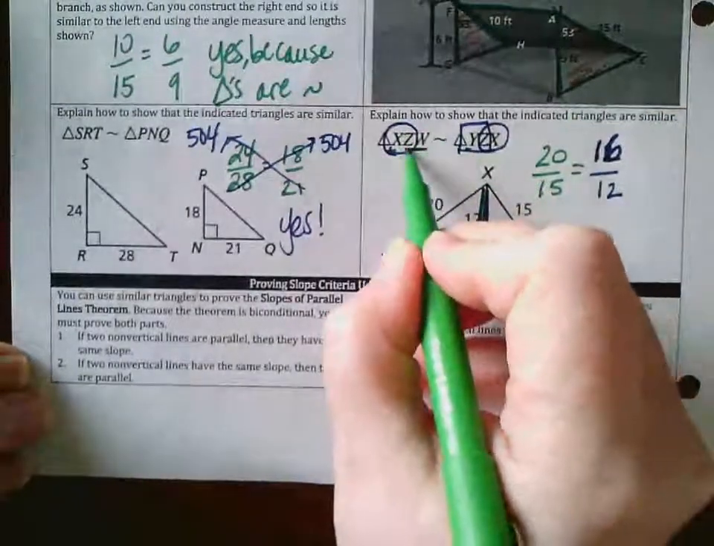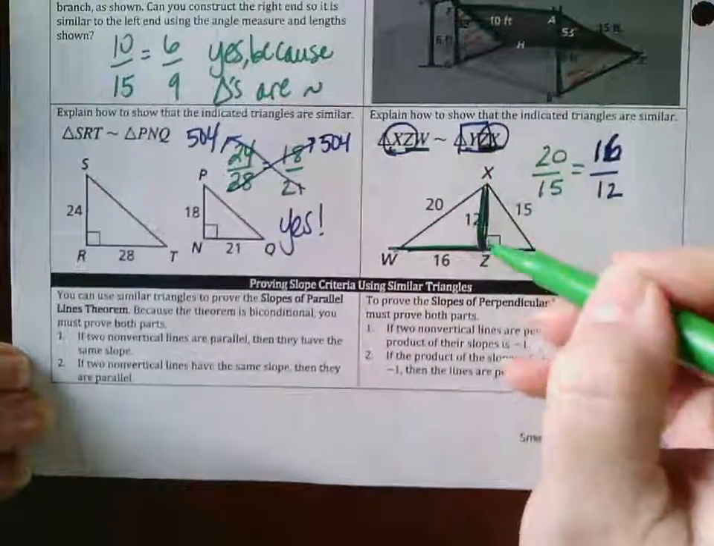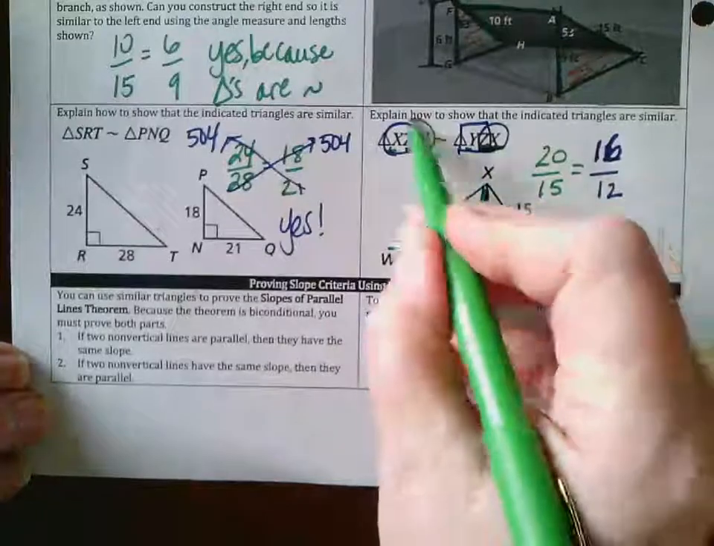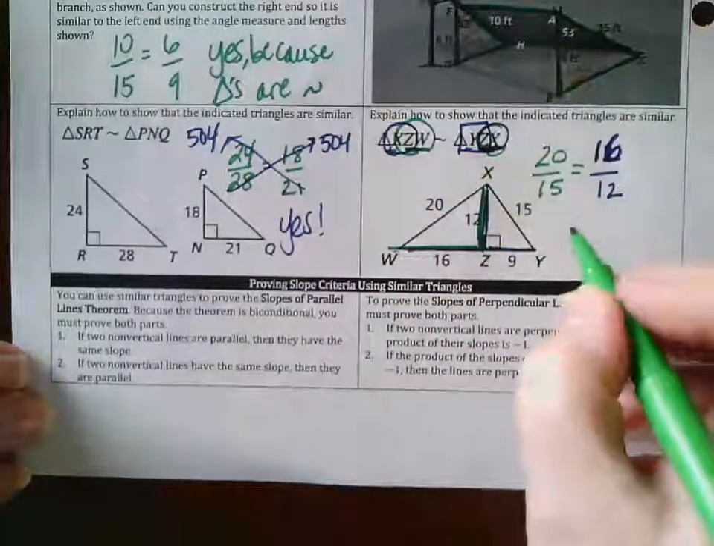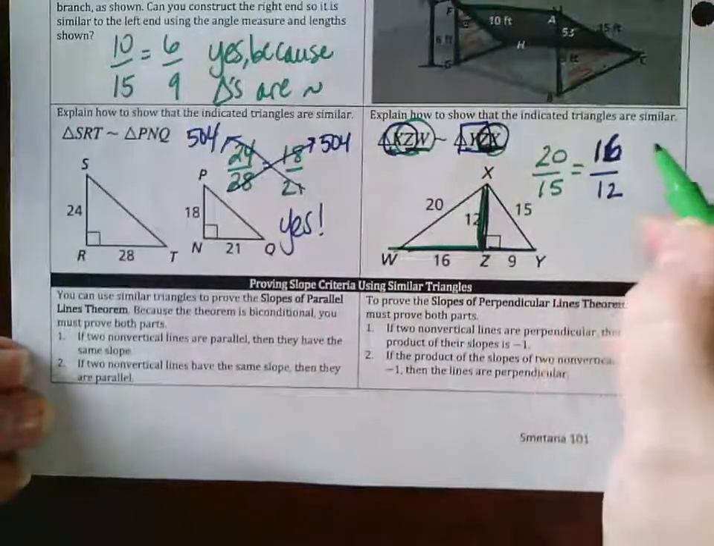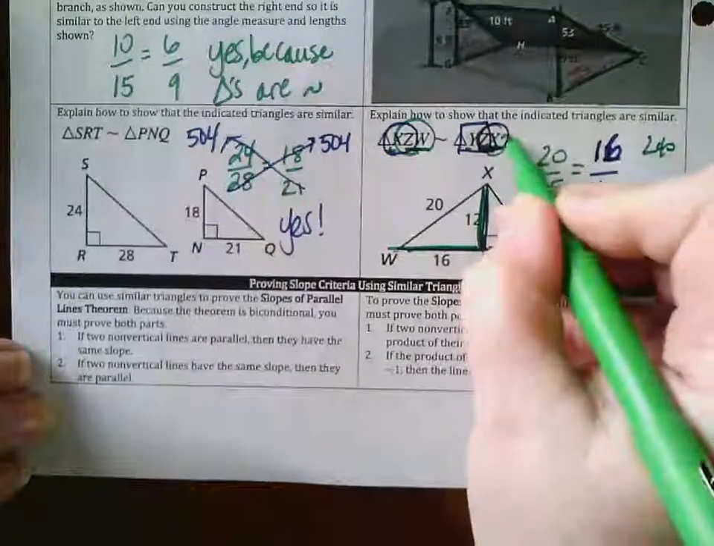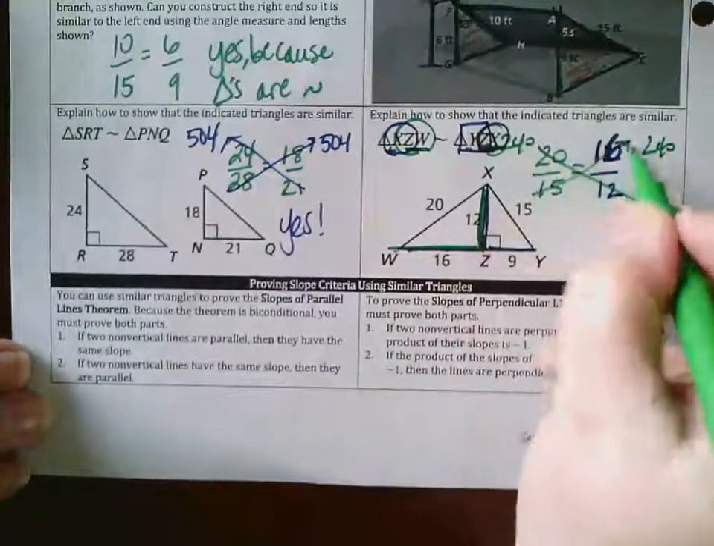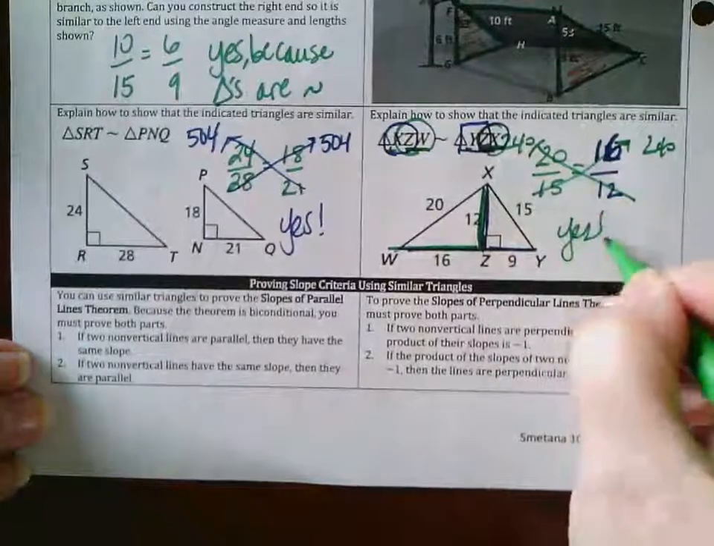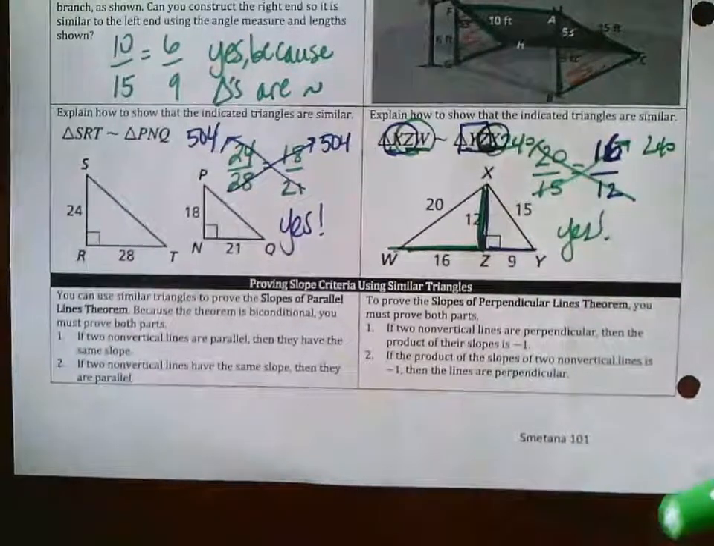WZ matches up with ZX right here. So I had to compare the 2 triangles. Okay, so then cross multiply. You're going to get 240 and 240. So yes, and you're good to go.